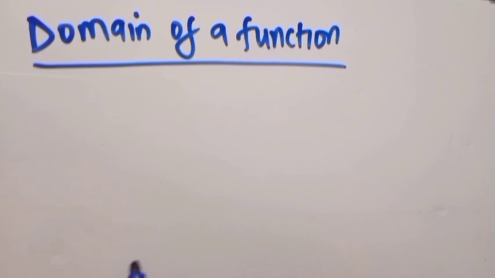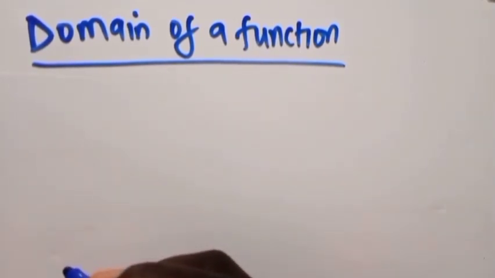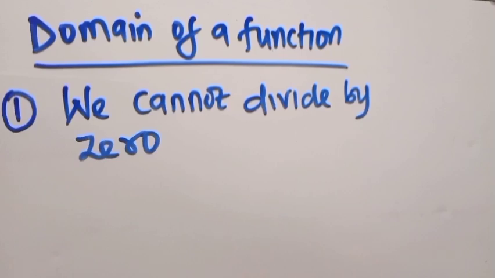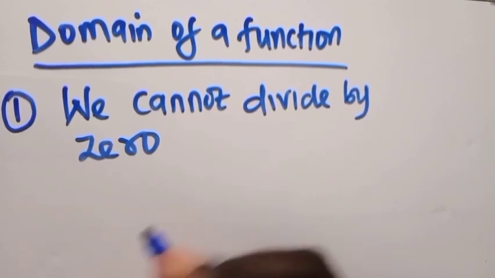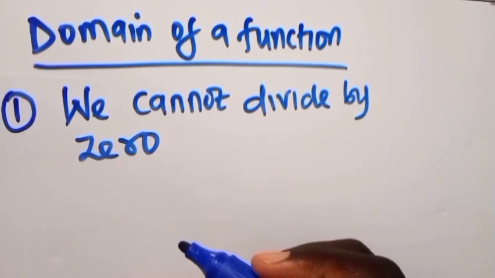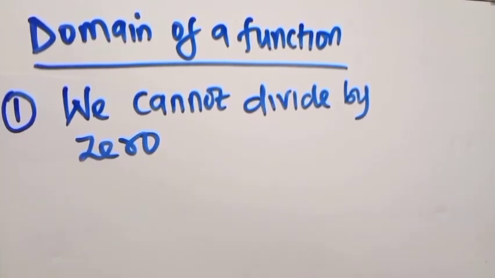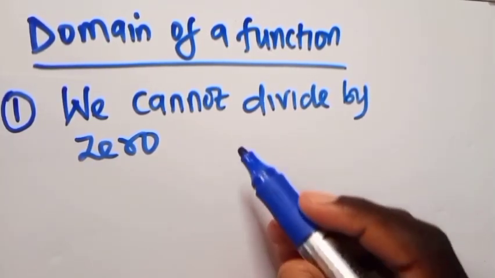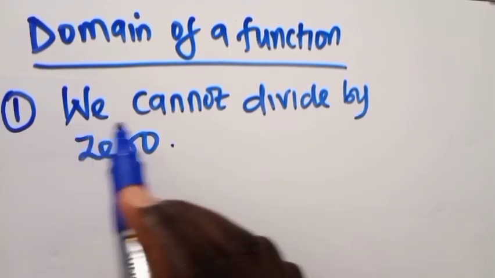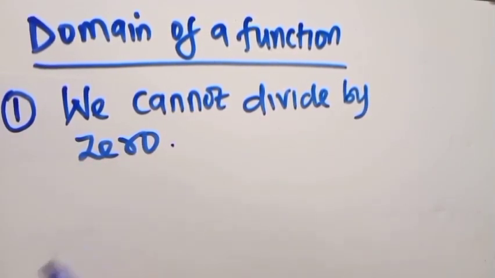Now, I want to say this, that when working with real numbers, there are two rules that we should never break. The first one is that we cannot divide by zero. A number divided by zero is undefined, and therefore we should not break this rule, in that we cannot divide by zero.